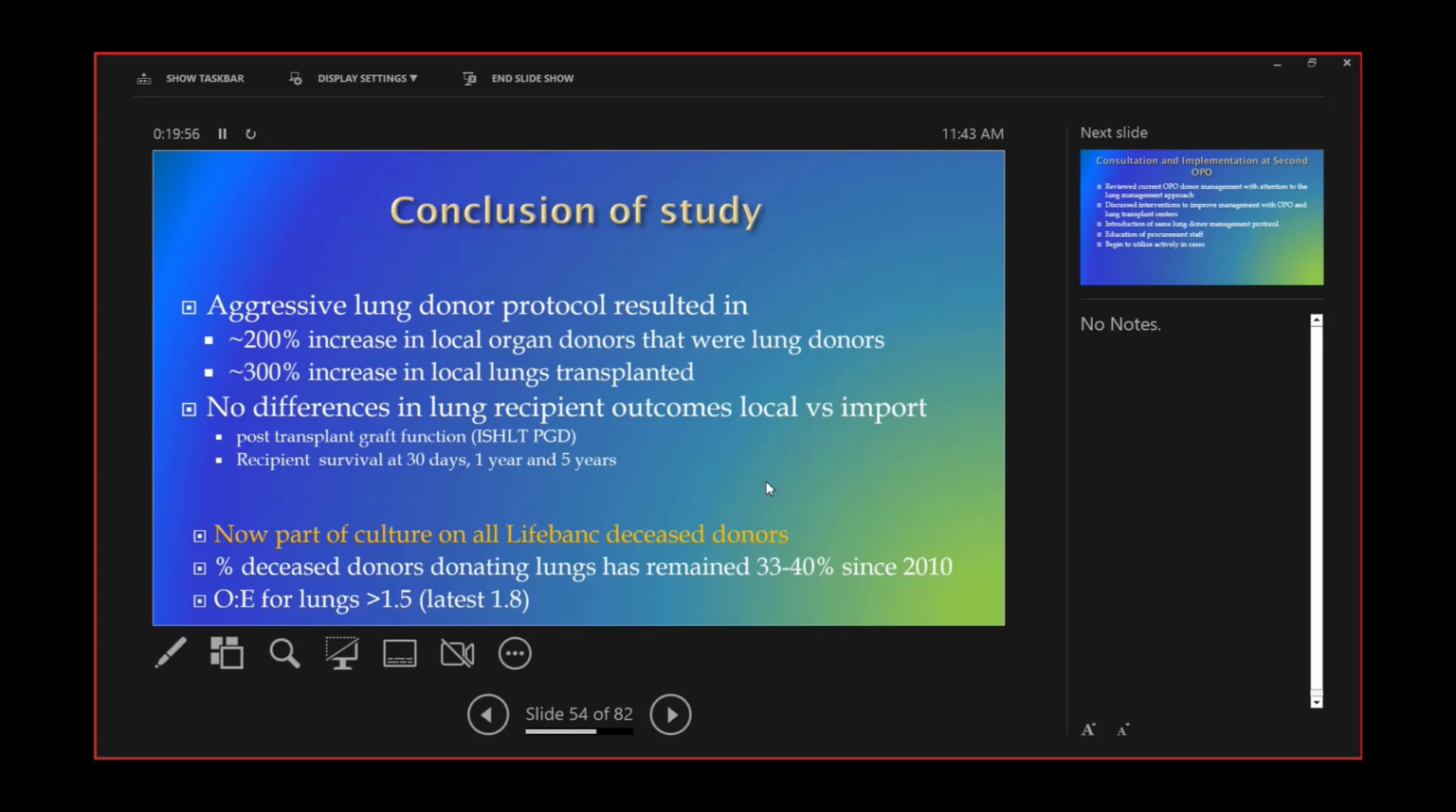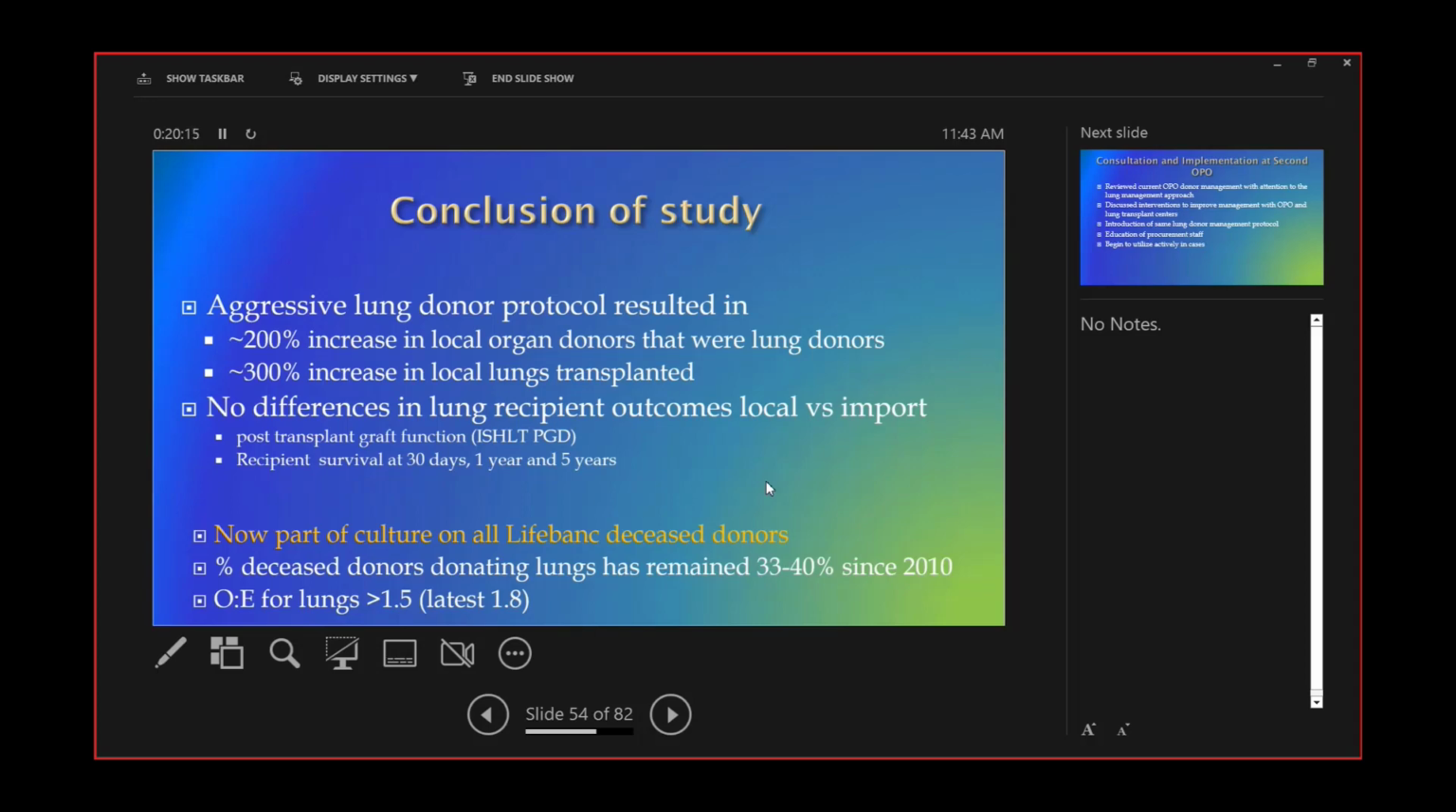At the time when we were doing this, almost nobody else was doing this lung donor management strategy. So all of these outside lungs that we looked at were not being done with this kind of management strategy. That's how we compared it. And we demonstrated non-inferiority out to 5 years in survival in terms of recipients.